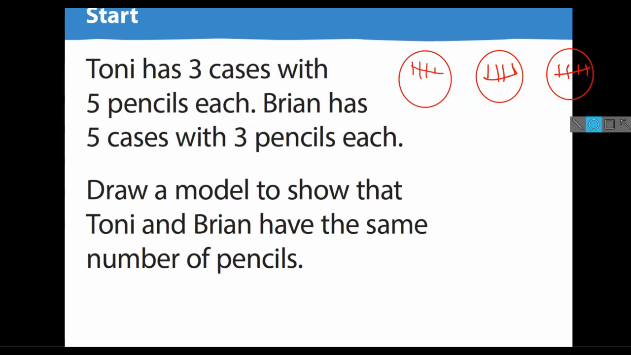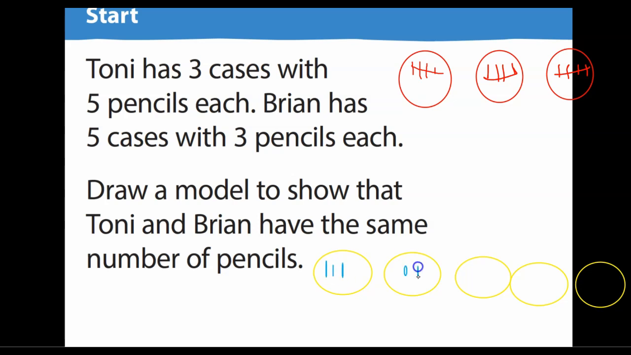And then how many groups for Brian? 1, 2, 3, 4, 5 for Brian. And how many in each one for Brian? 1, 2, 3 in each group, five groups of three.